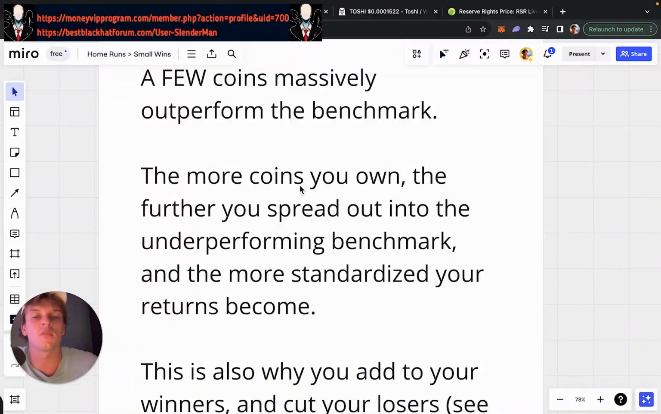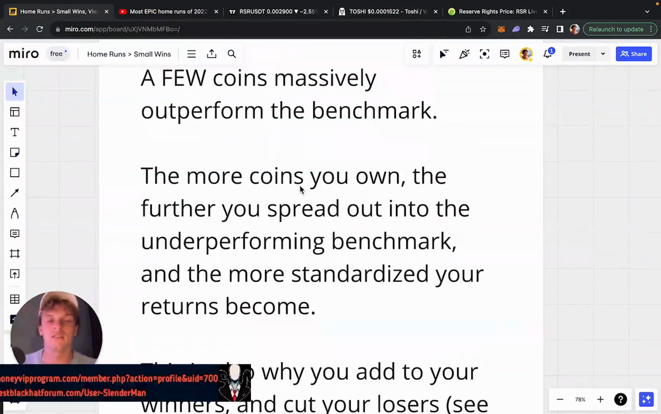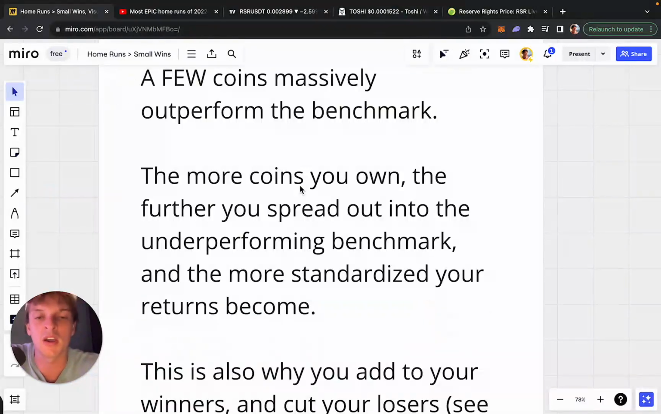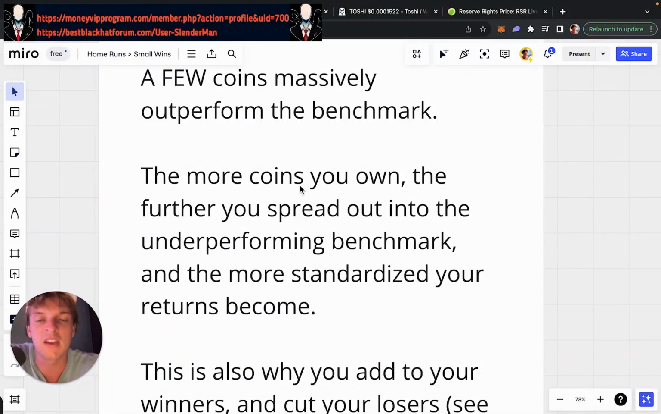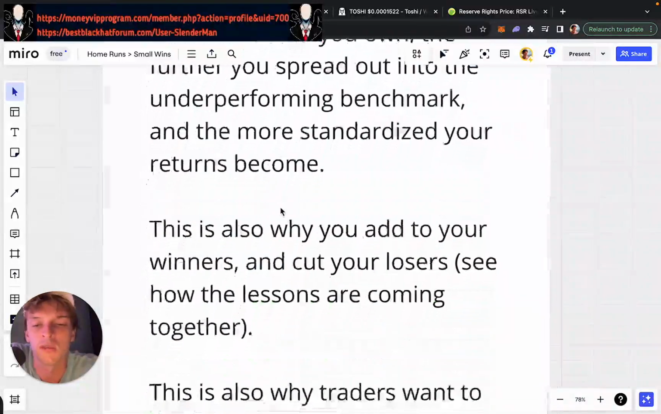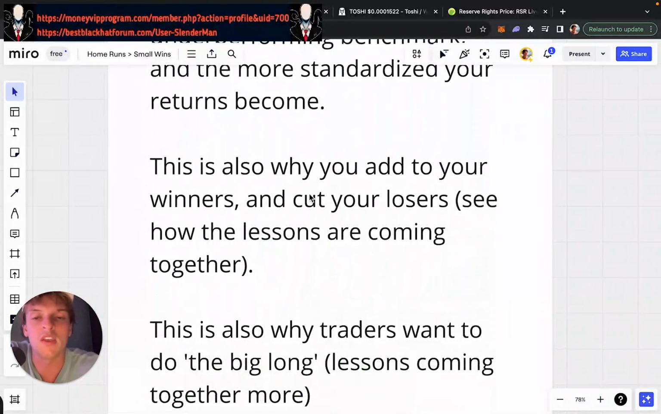If you only focus on 3 to 5 coins, your small win to home run ratio is significantly better. And that's why it's key to really do your research and refine an investment thesis behind what you own, and it maximizes the chance that you're going to find a home run. This is also why you want to add to your winners and cut your losers.